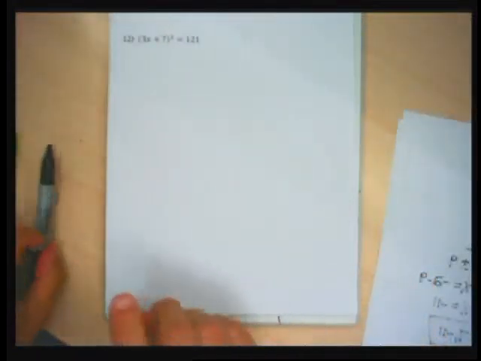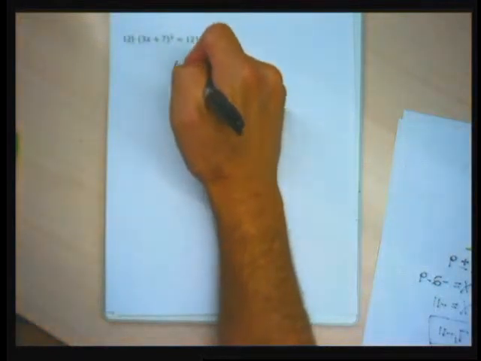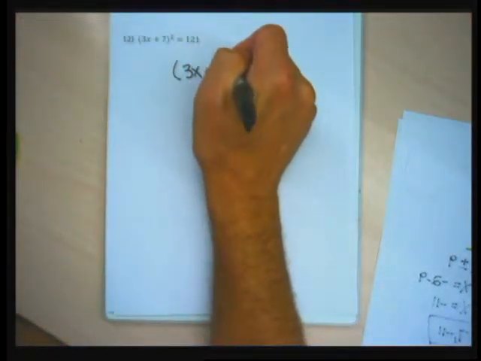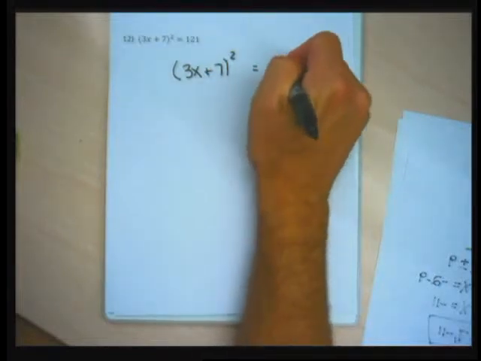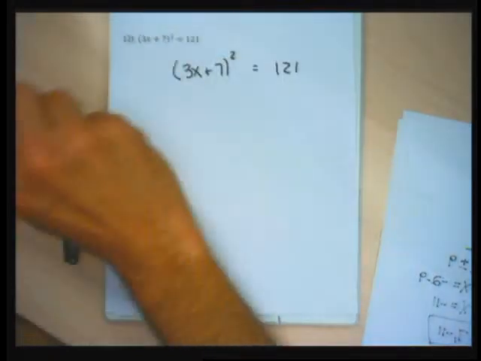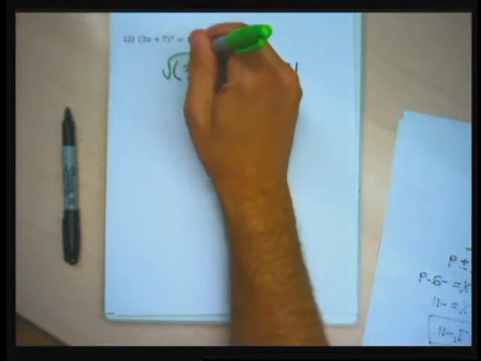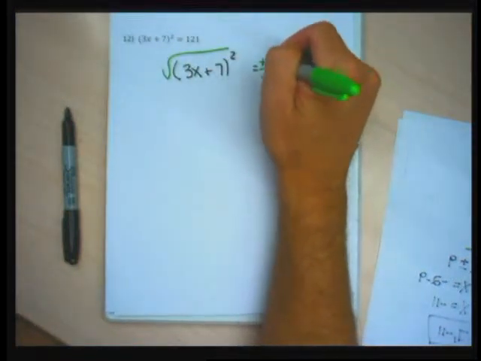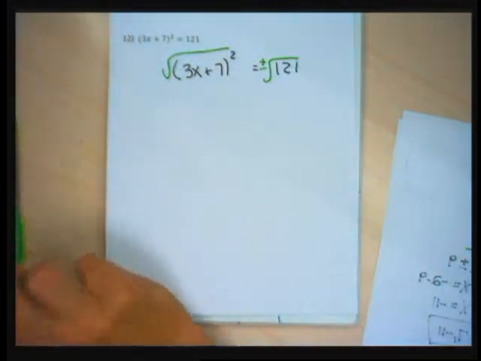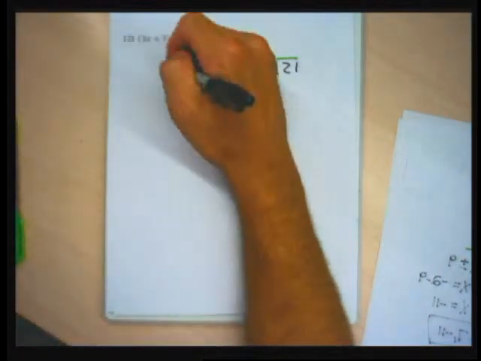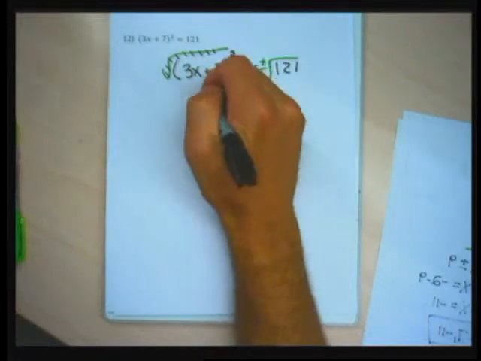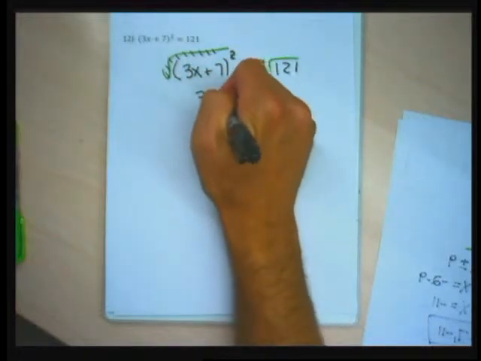12 is going to be a lot messier. There's potential for getting a fraction solution in number 12. So for 12, I'm going to do the same thing that I've done for every problem because it's still set up nicely for square rooting. The entire left side is being squared, and square rooting will cancel that square out perfectly. So on the left side, when I square root, I get 3x plus 7.